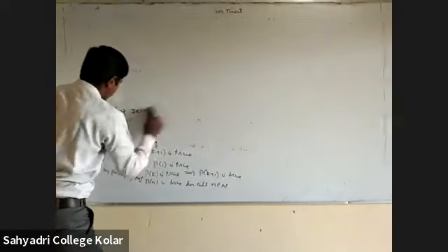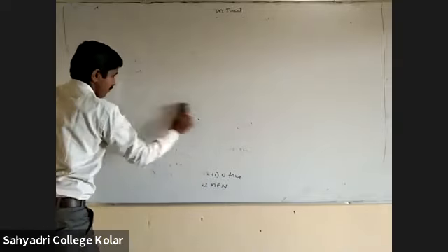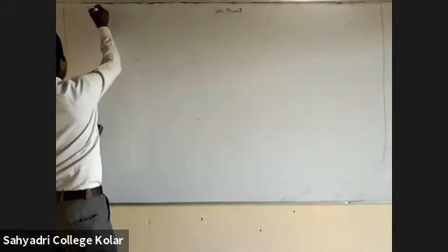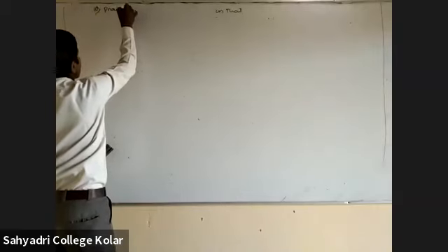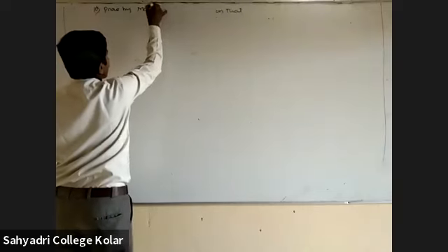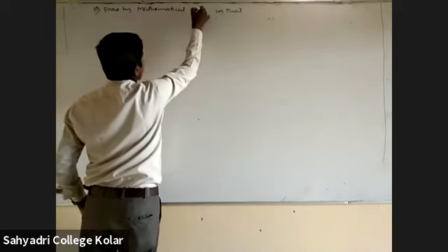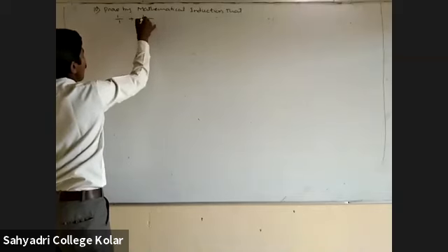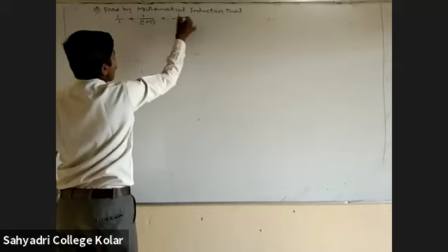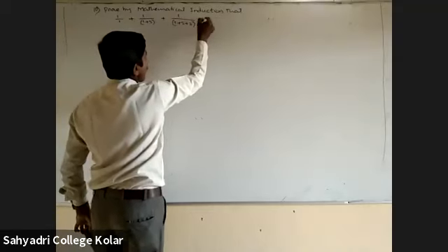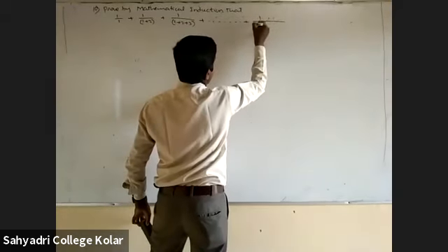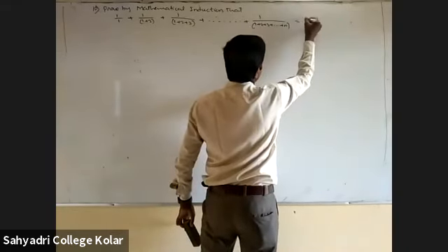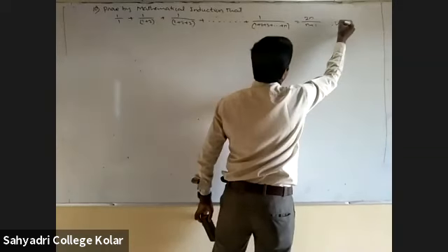Tenth problem. Prove by mathematical induction: 1 by 1 plus 1 by (1 plus 2) plus 1 by (1 plus 2 plus 3) plus so on plus 1 by (1 plus 2 plus 3 plus so on plus n) is equal to 2n by (n plus 1), for all n belongs to N.